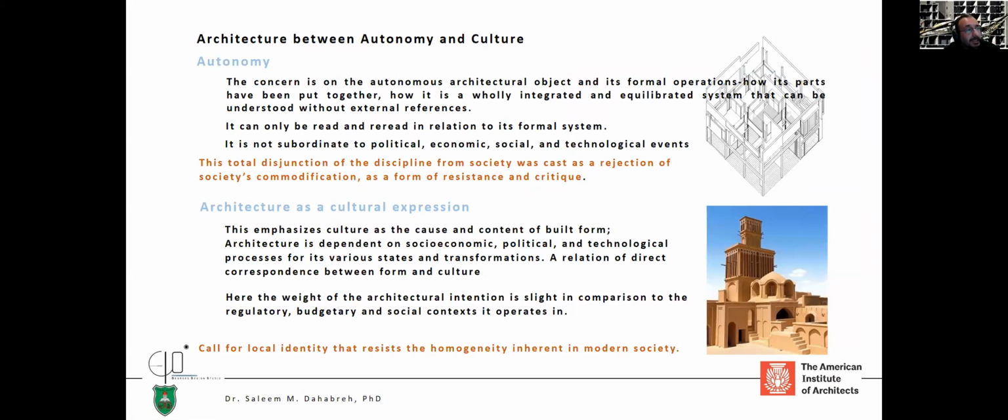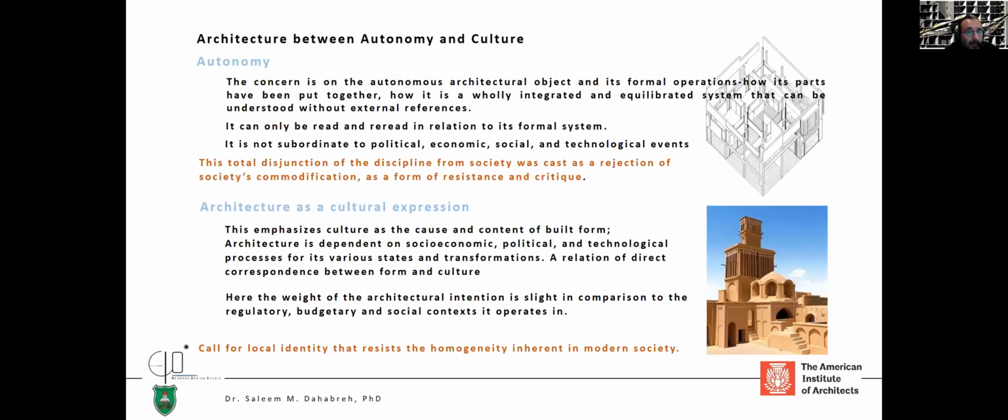Architecture has always oscillated between two extreme polarities. On the one side, the architecture of autonomy, meaning that architecture is detached from, remember, this is an extreme. It's not an ideal situation. This is an extreme position. Architecture of autonomy deals with the architectural object and its formal operations, how it's been put together, how it's integrated and calibrated without any external reference, i.e., we are neutralizing the social, cultural, economical situations.